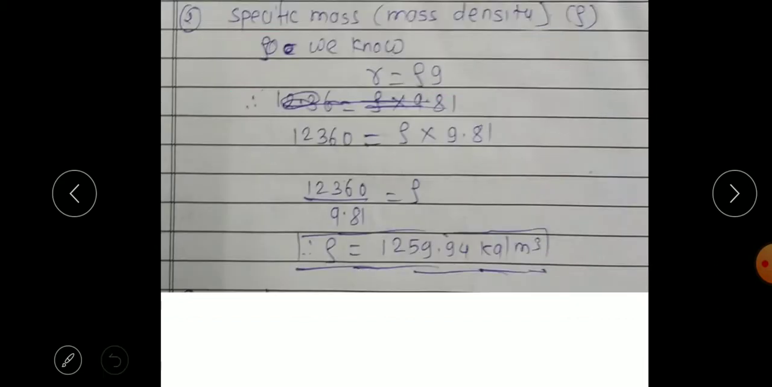Next we have to find the specific mass or density, that is rho. We have the formula gamma is equal to rho g. The specific weight we already calculated as 12,360, density we have to calculate, and g is 9.81. So we can find the density as 1259.94 kg per meter cube.